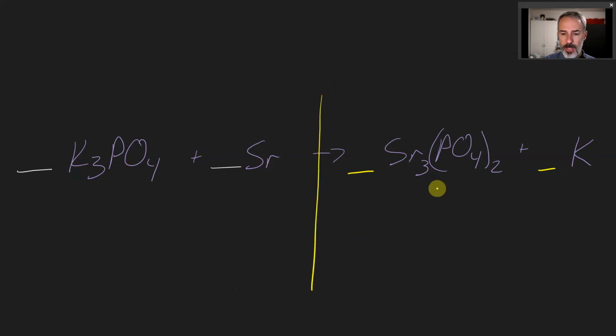All right, let me show you how I did mine. Remember, this is the dividing line. There were 2 phosphates, right? Over here, there was only 1 phosphate. So what goes on this line? A 2. That's absolutely right.